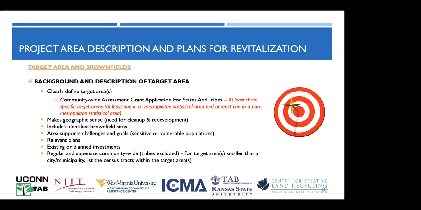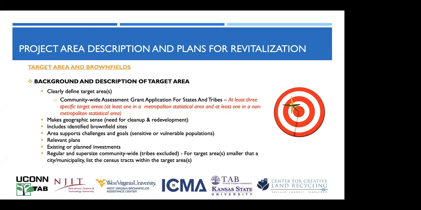Be as specific as possible, and keep in mind that the reviewers of your grant application may not be familiar with your focus or target area at all. So you really need to paint that picture for them so they get a feel for those target areas. For a community-wide assessment application for states and tribes, you want to have at least 3 specific target areas, at least 1 in a metropolitan statistical area, and at least 1 in a non-metropolitan statistical area.